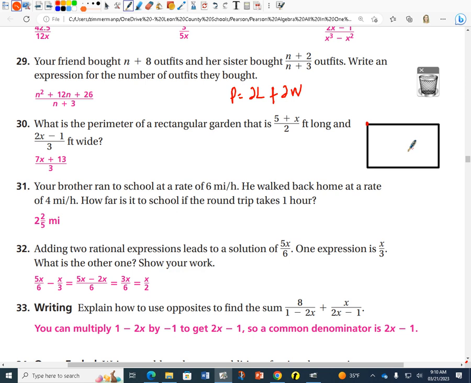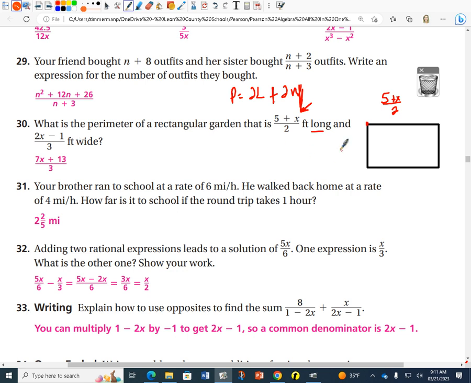These are your notes. So we're going to go ahead and write the length here. This tells us it's (5 plus x)/2 feet long, so I'm going to label it (5 plus x)/2 feet long. And it tells me that this is the width. And it says how wide it is, that's the width. So it's (2x minus 1)/3 feet wide.